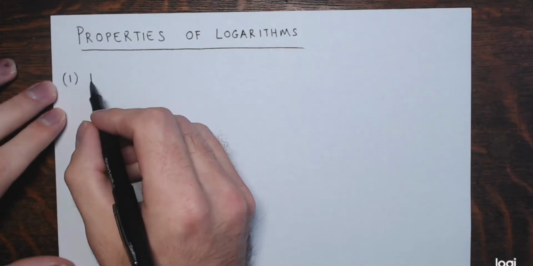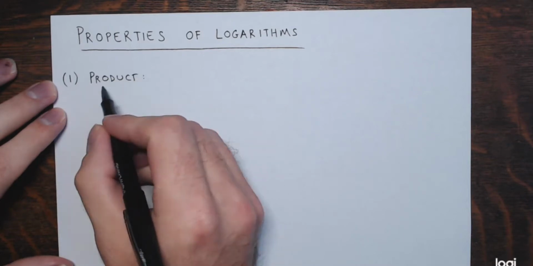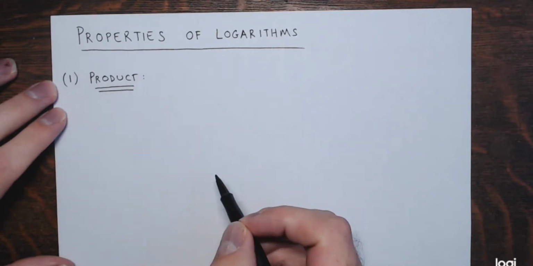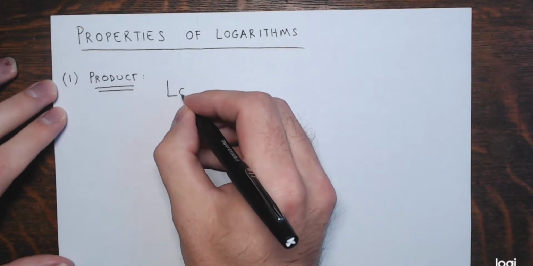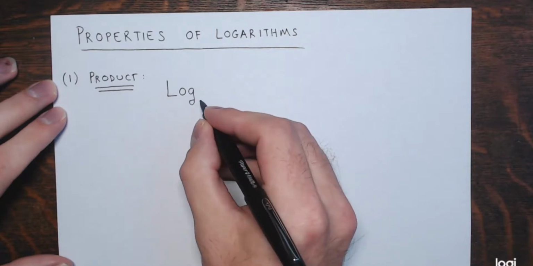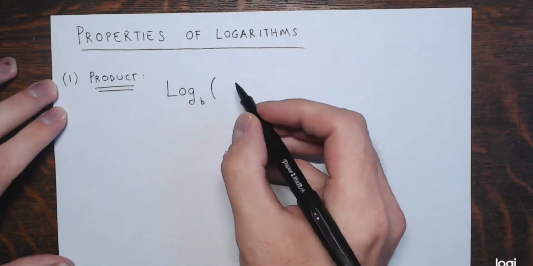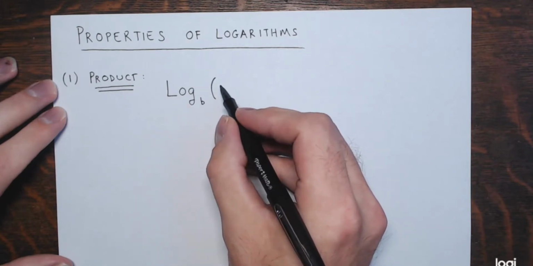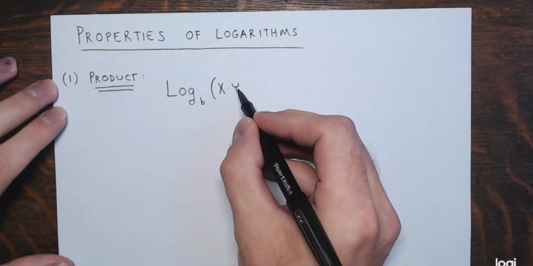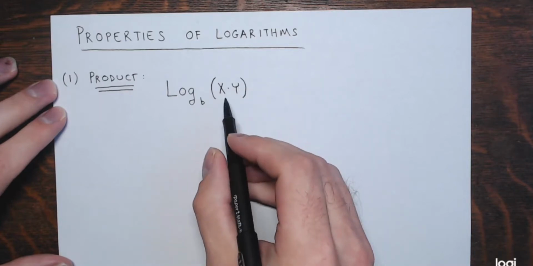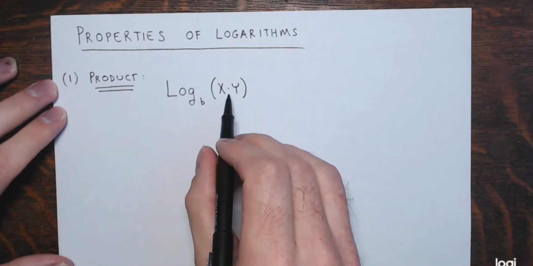is the product property. Alright, the product property for logarithms. So it's the following. If you're taking the logarithm, say base b, with a little b down here, if you're taking the logarithm of a product, say x times y, let's do x times y. So inside the logarithm is a product, a multiplication with multiple factors.